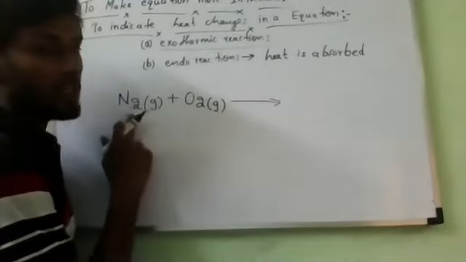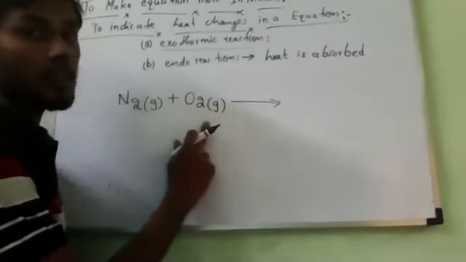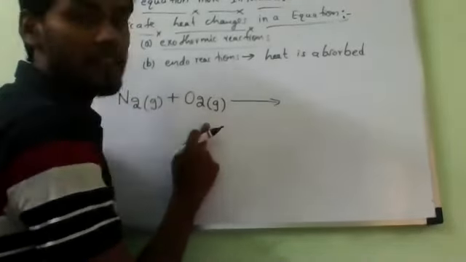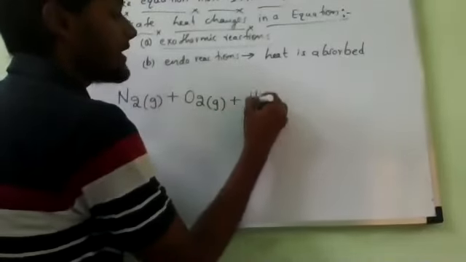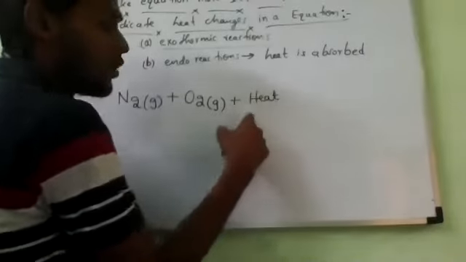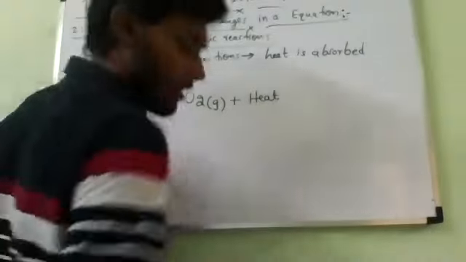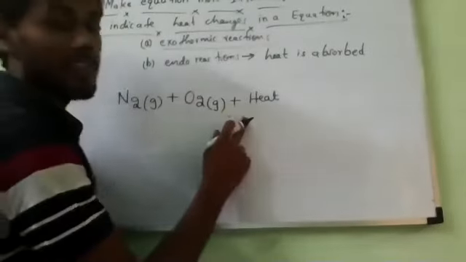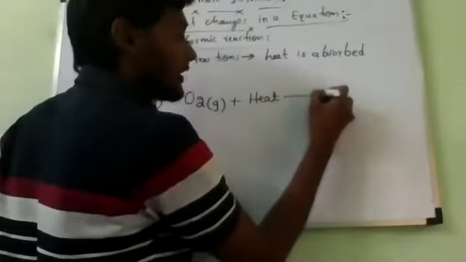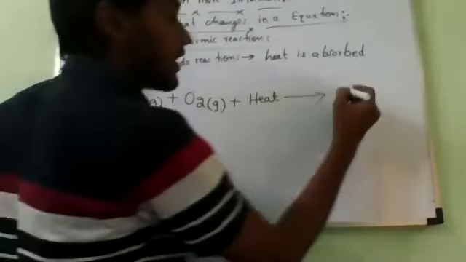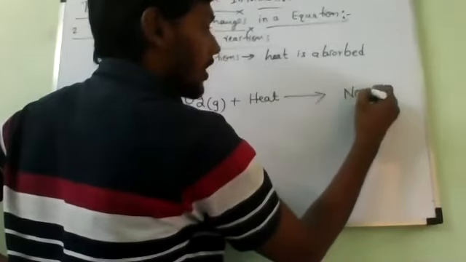When nitrogen and oxygen are heated to a very high temperature, we have to represent plus heat on the reactant side. We are heating the reactants. Are you understanding? That is why I am writing it on this side. Plus heat on the reactant side. So it will form a compound called nitrogen monoxide.